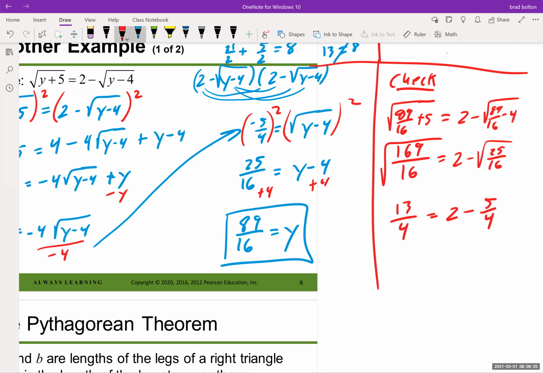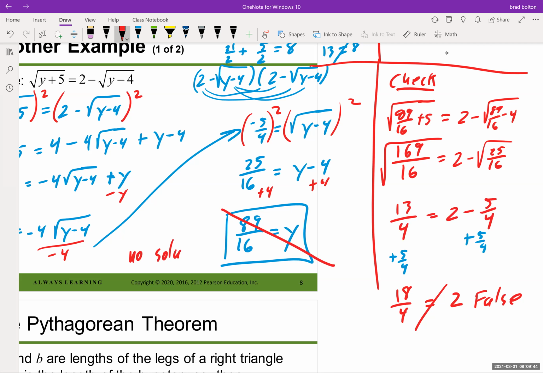So let's clean this up. Let's do plus 5 over 4, plus 5 over 4. So this would become 18 over 4 equals 2. Well, that is not a true statement, so this is false. So then our only solution, so we say no solutions. Okay, because our only solution that we could have got mathematically is actually extraneous. So this equation has no solution. So this is actually the correct answer.